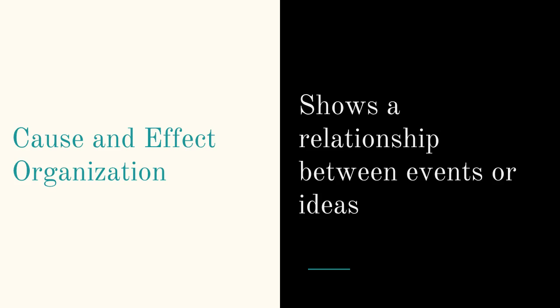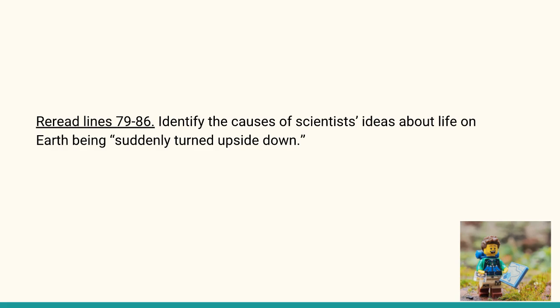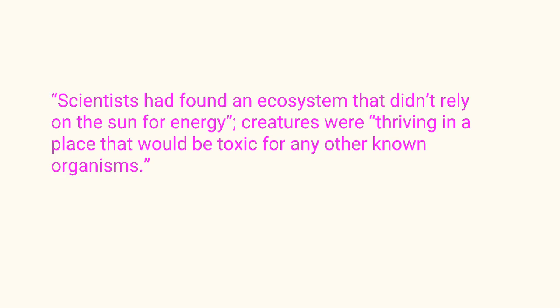Remember that a cause and effect pattern of organization shows the relationship between events or ideas. Reread lines 79 through 86. Identify the causes of scientists' ideas about life on Earth being suddenly turned upside down. Pause while you think. Scientists had found an ecosystem that didn't rely on the sun for energy. Creatures were thriving in a place that would be toxic for any other known organisms.